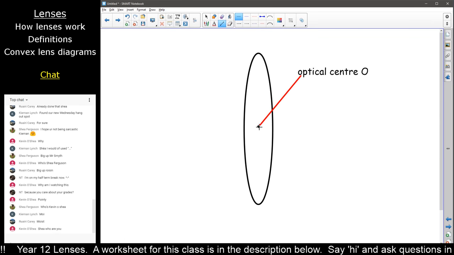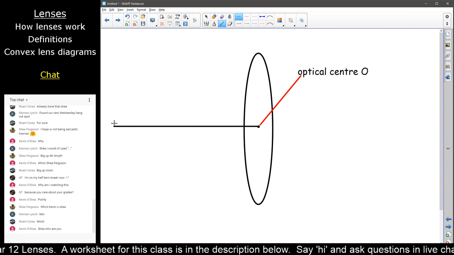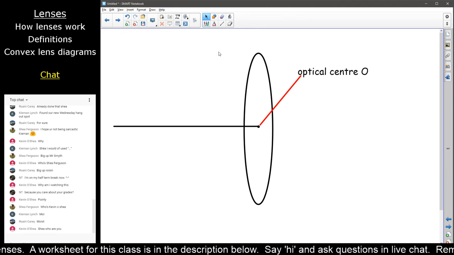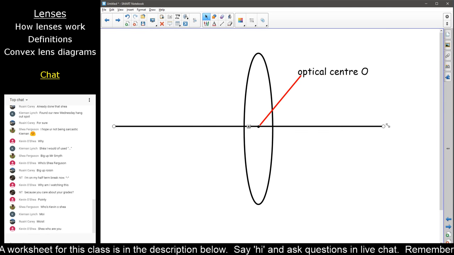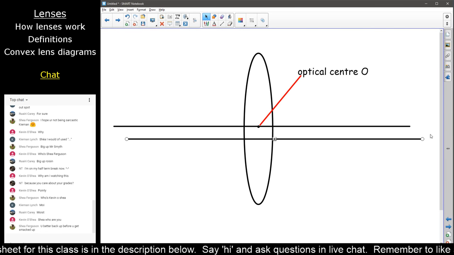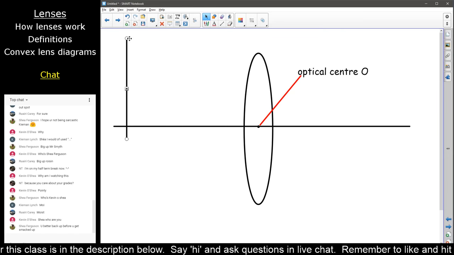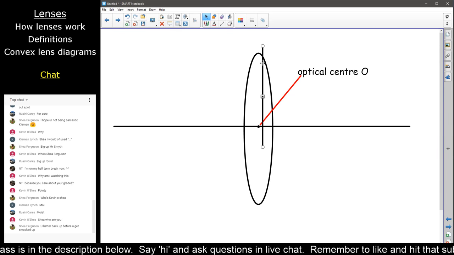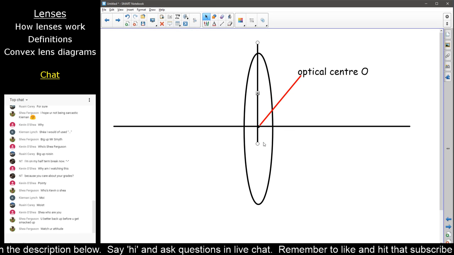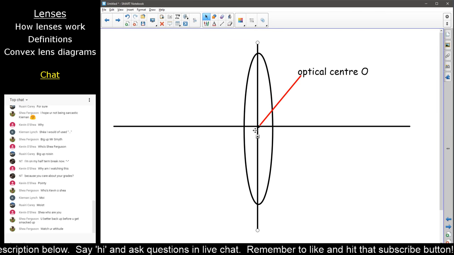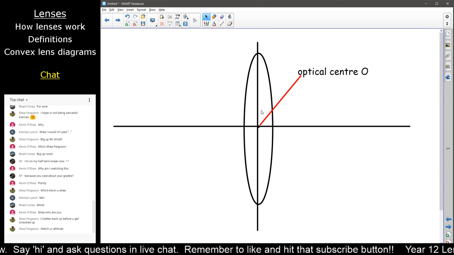Then, along O, we can draw a couple of lines. We can draw a line that runs out of it parallel, and then a straight up and down line through O that goes through the tip and bottom of your lens. Oh, I slightly missed with my dot. That's okay, that's not bad. Okay, so if we draw this, we end up with kind of a graph axis here.